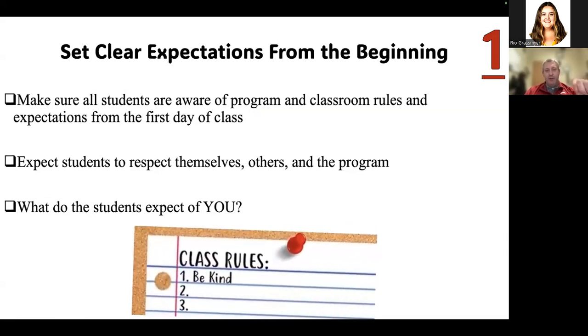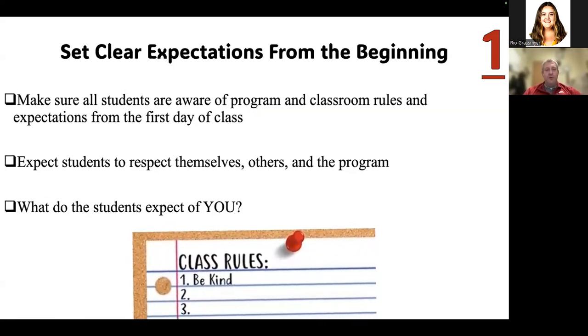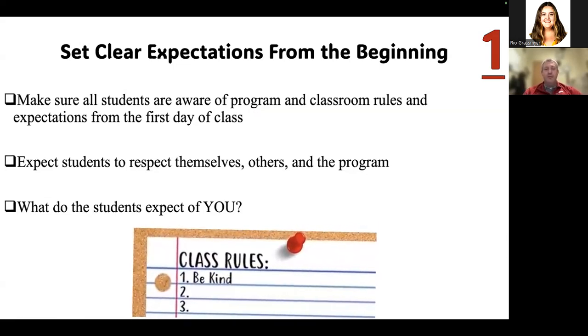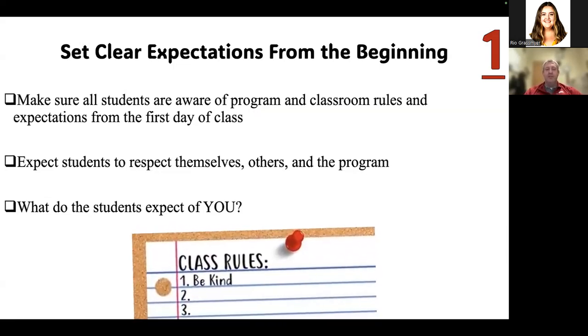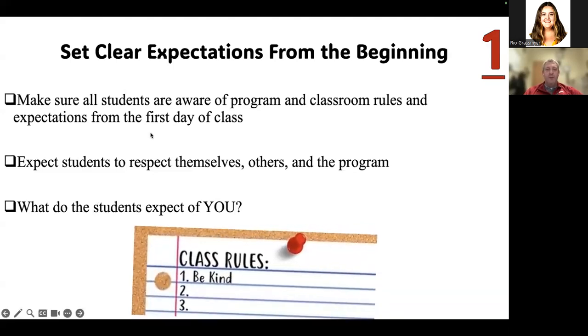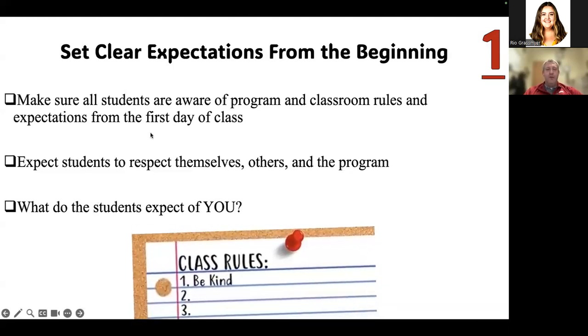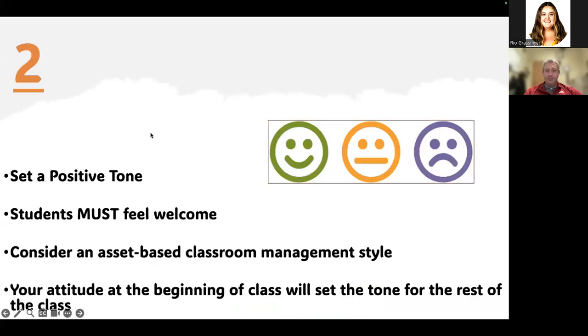And the last bullet point here is just as important, if not more important. Ask your students when you give them their expectations, what are their expectations of you? What do they want from you? What do they want from the program? That way you know how to meet their expectations.